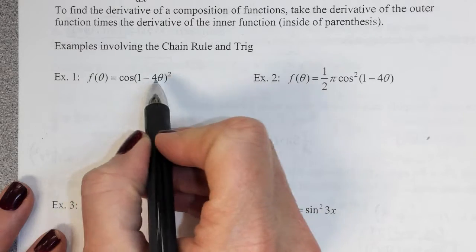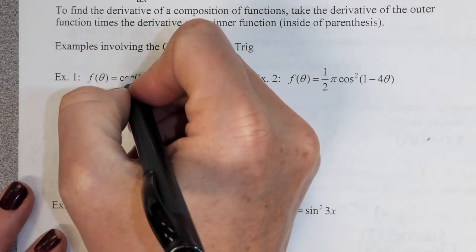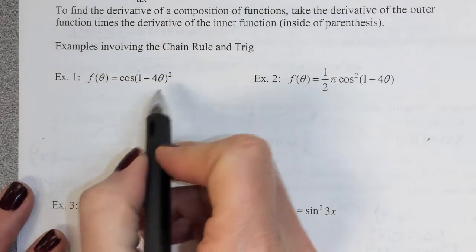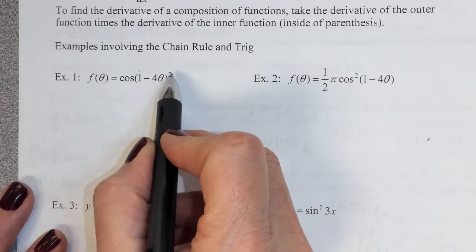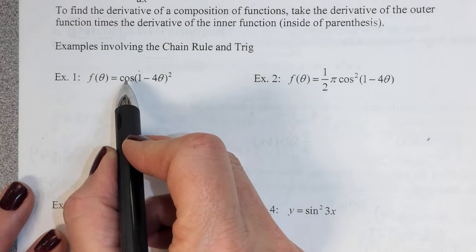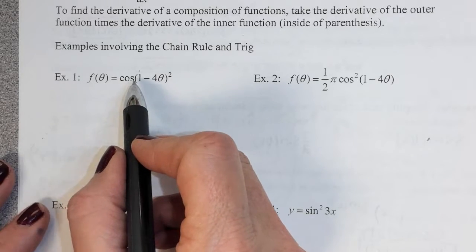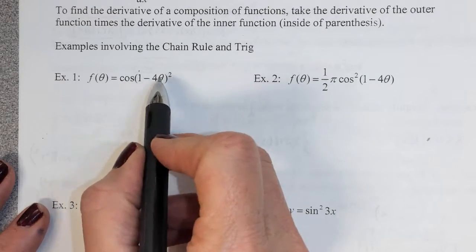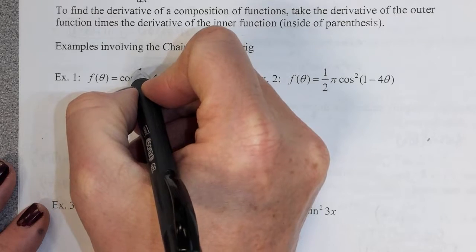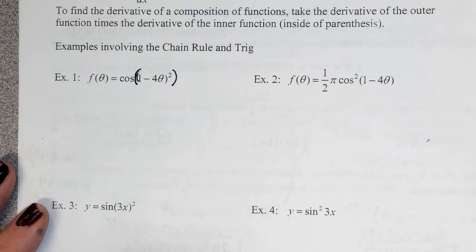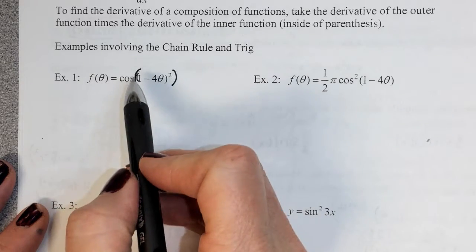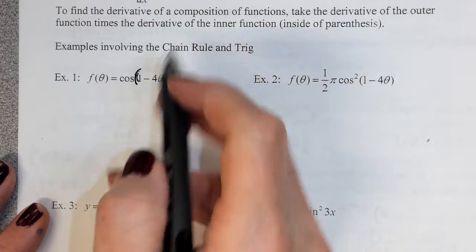Okay? Now, what I would suggest is that you put another set of parentheses in here, because it's really 1 minus 4 theta is going to be done first, then it gets squared, then we take the cosine. So there's 3 parts to this, and it almost looks like there's just one parenthesis, but there's really an implied other parenthesis around the whole thing like that.